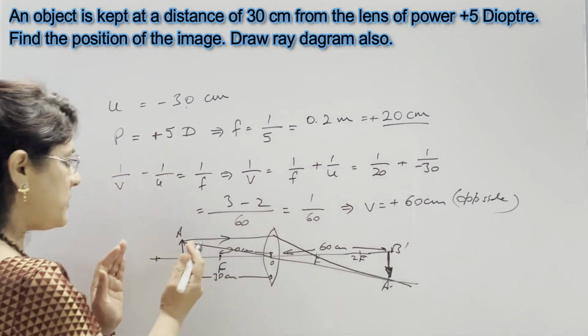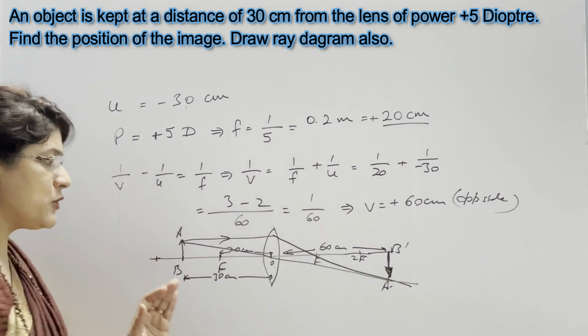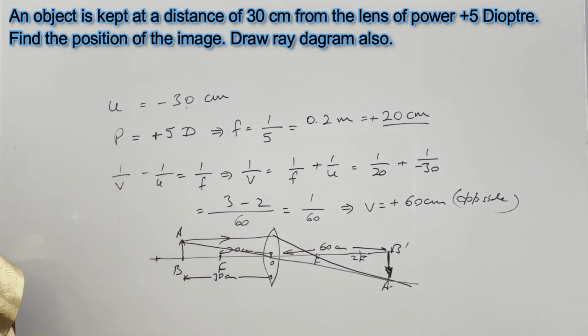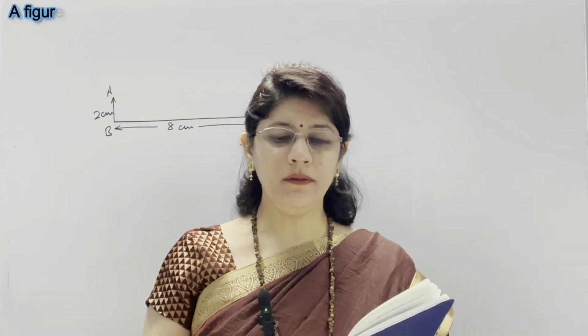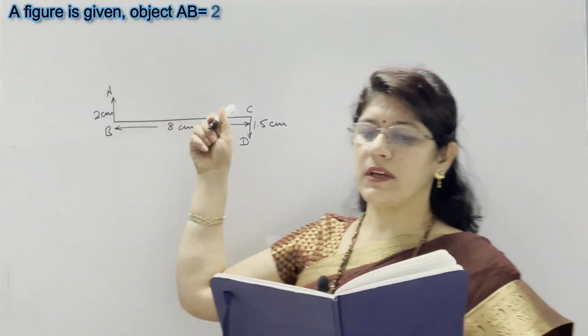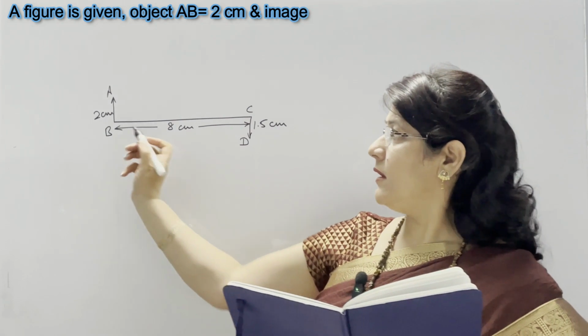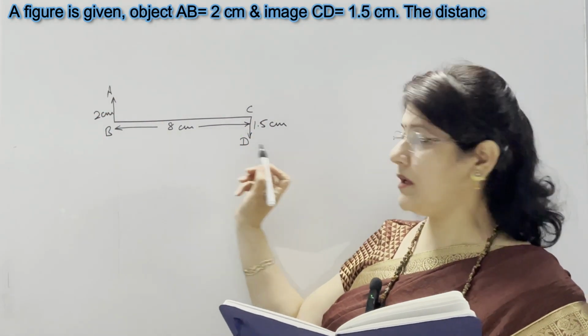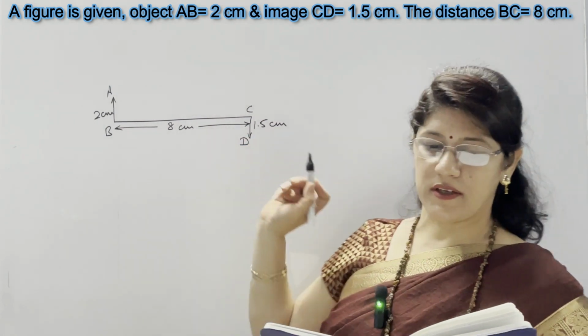Beyond 2F when the object is in between F and 2F. So your knowledge of ray diagram will also come in use in these numericals. In the next numerical, a figure is given, AB is the object and CD is the image formed. Given AB is 2 centimeter, CD is 1.5 centimeter, and BC is total 8 centimeter.